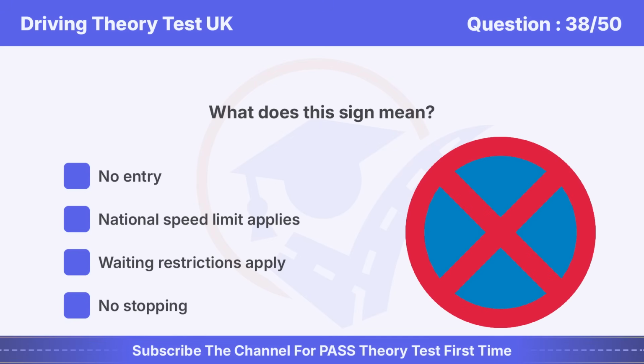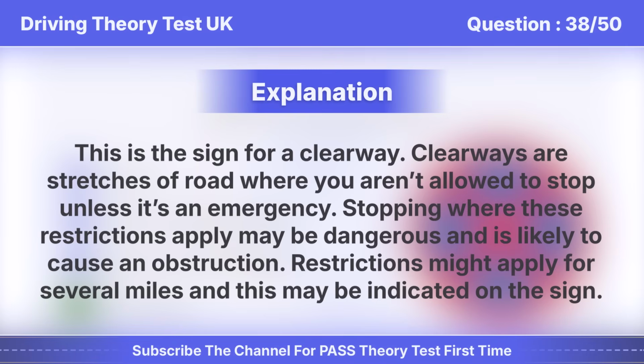Question 38. What does this sign mean? Answer is D. No stopping. This is the sign for a clearway. Clearways are stretches of road where you aren't allowed to stop unless it's an emergency. Stopping where these restrictions apply may be dangerous and is likely to cause an obstruction. Restrictions might apply for several miles, and this may be indicated on the sign.